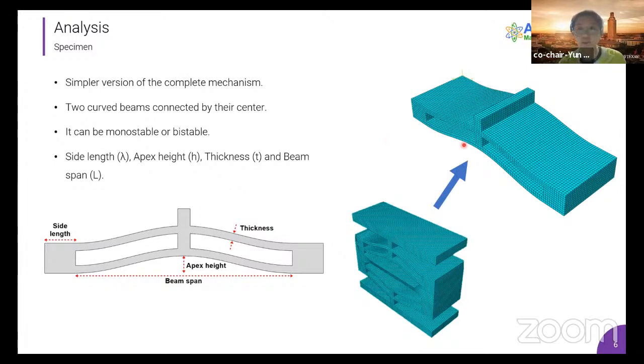It was reduced to decrease processing time and to make the modeling easier. Two curved beams are connected by their center, and this is important because in that way the mechanism can be bistable. If only one curved beam was present, it would not be possible. But I'll explain that better on the following slides. The mechanisms can be monostable or bistable, depending on the parameters. And the parameters that I'll talk about here are the side length, the thickness of the curved beam, the beam span, which is the length here, and the apex height.